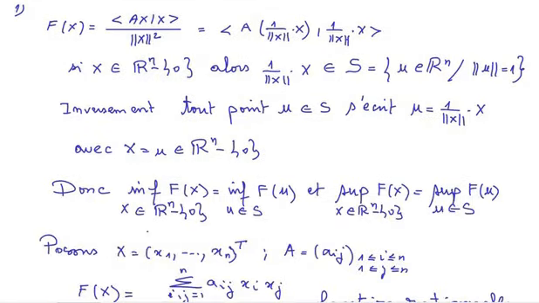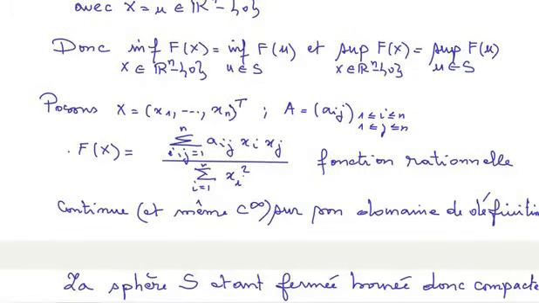Thus, we can transform the two optimization problems as follows. Finding the infimum of f of x when x describes Rn excluding 0 is equivalent to finding the infimum of f of u when u describes the unit sphere S. And finding the supremum of f of x when x describes Rn excluding 0 is equivalent to finding the supremum of f of u when u describes S. So now let's show that f is bounded on Rn excluding 0.